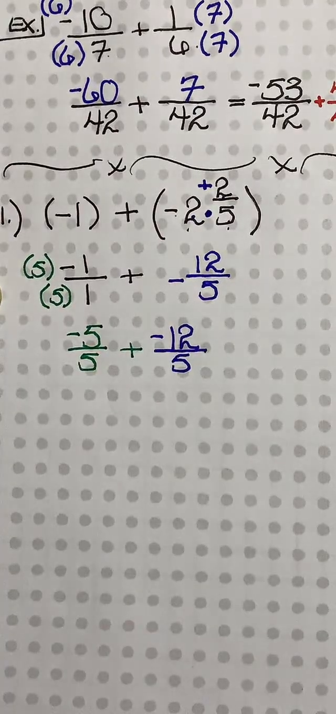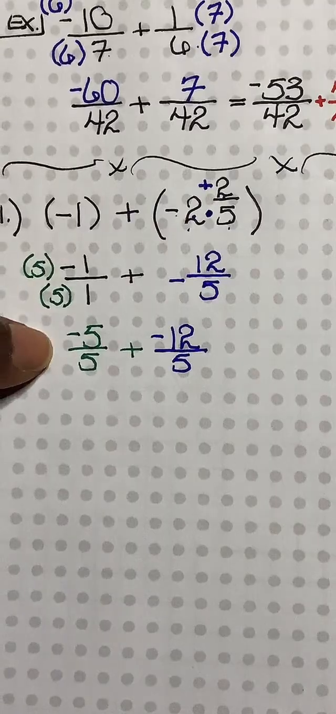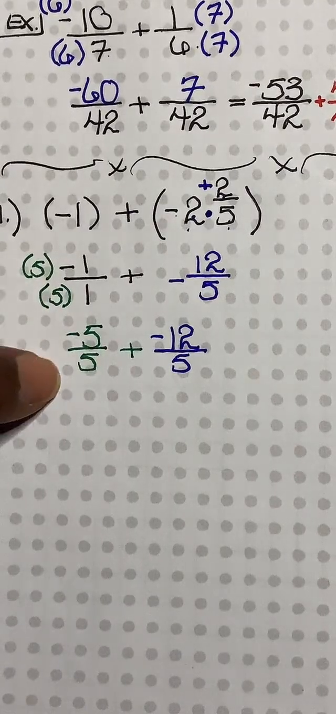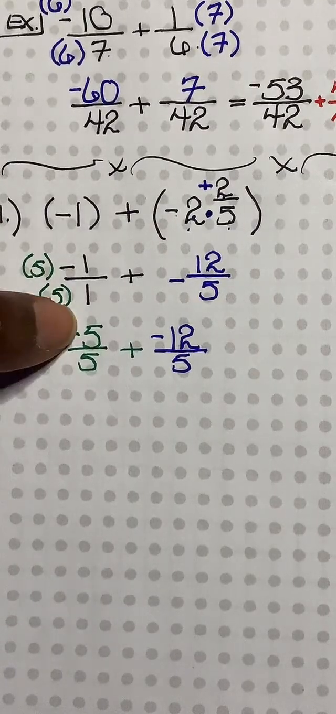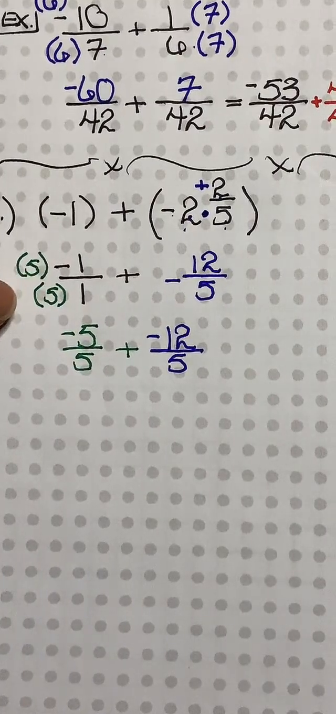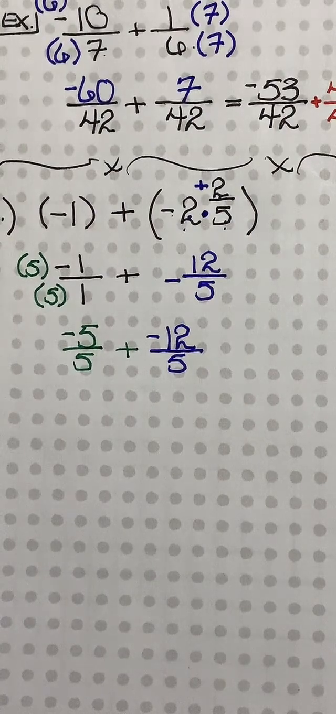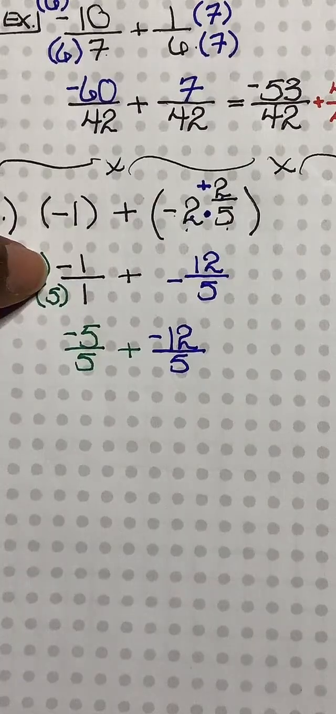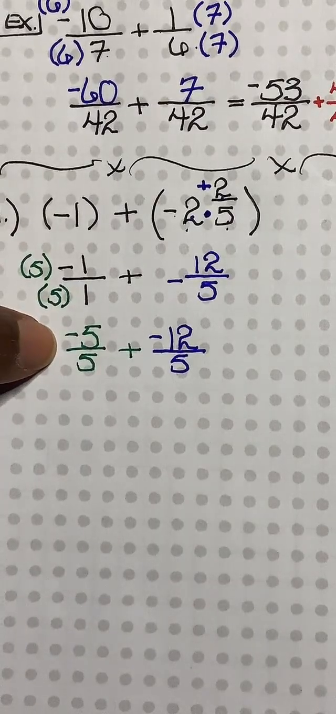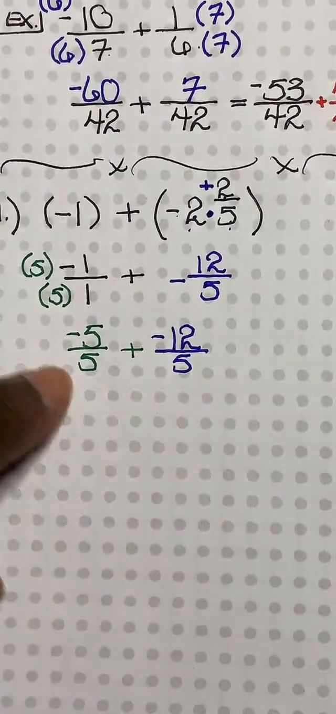So if you haven't noticed, anytime you have 1, you can basically take whatever number we're looking at, which is 5, and put it over itself. Because 5 divided by 5 will give me 1. 2 divided by 2 will give me 1. 12 divided by 12 will give me 1. But since there was a negative, we're going to tack on the negative. Now we have a common denominator.